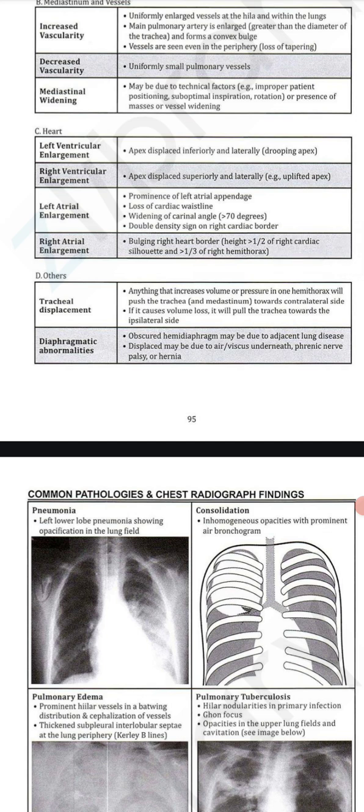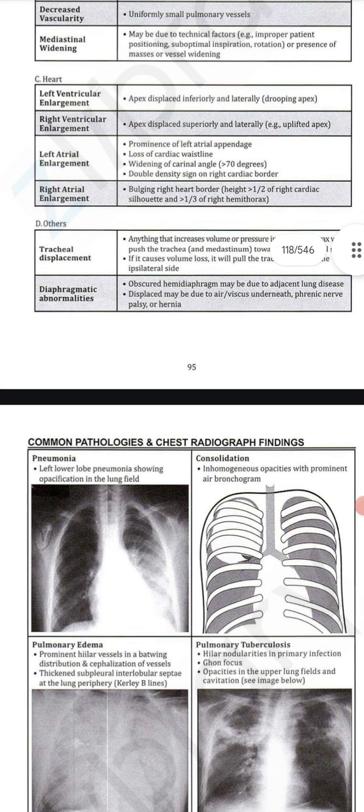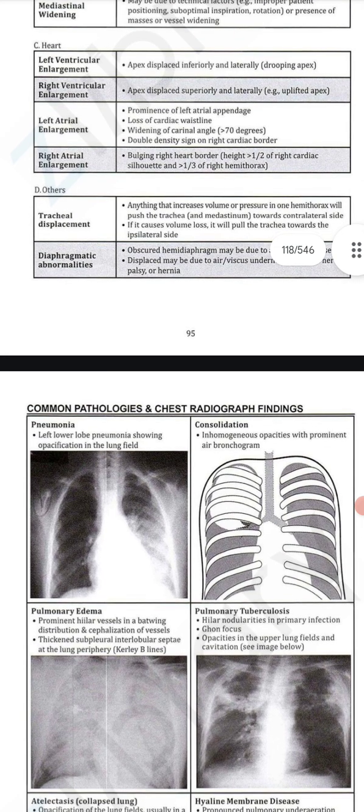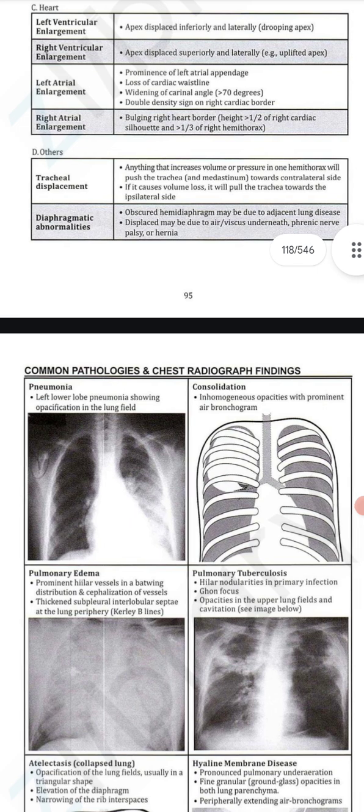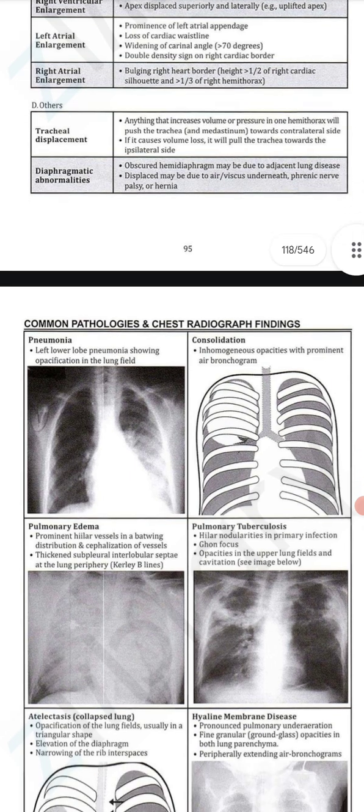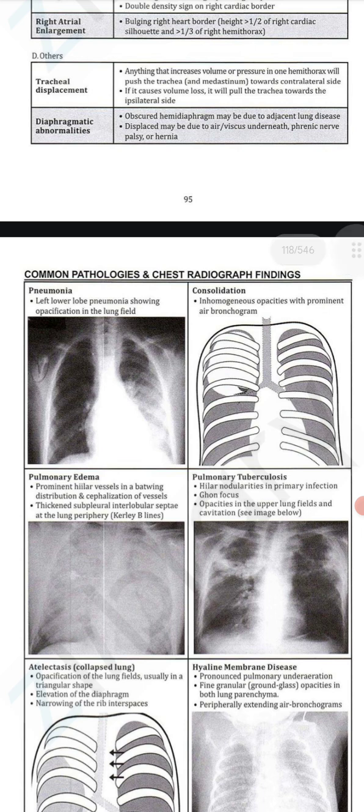Common pathologies and the chest radiograph findings. Pneumonia. Left lower lobe pneumonia showing opacification in the lung field. Consolidation. Inhomogeneous opacities with a prominent air bronchogram. Pulmonary edema. Prominent hilar vessels in a bat wing distribution and cephalization of the vessels. Thickened subpleural interlobular septae at the lung periphery, Kerley B lines.